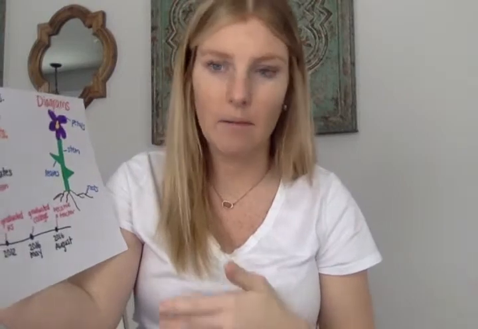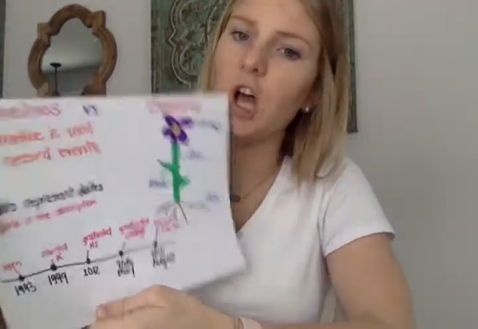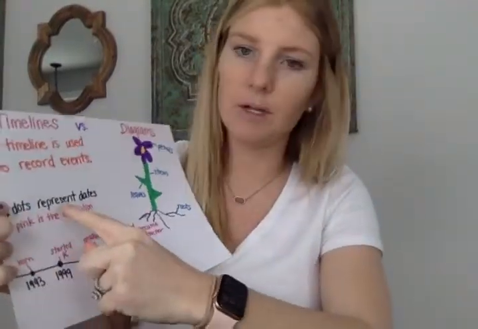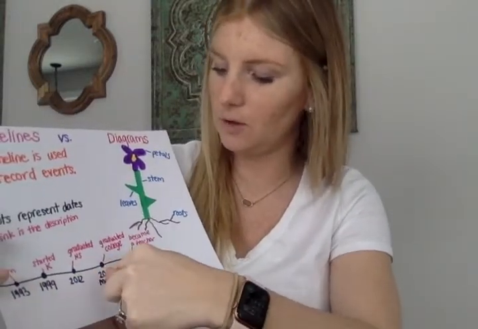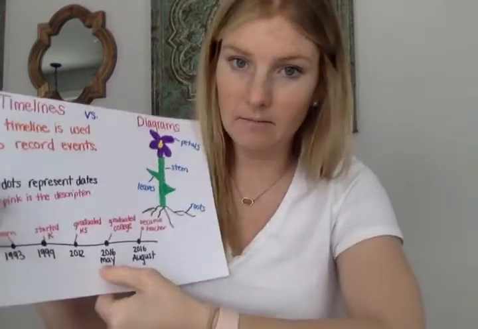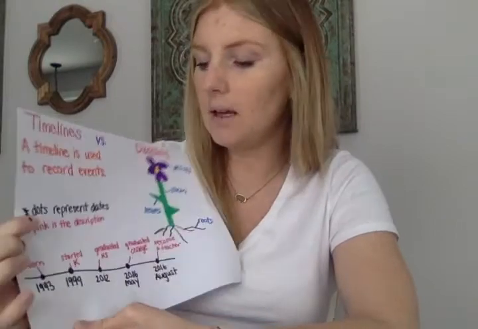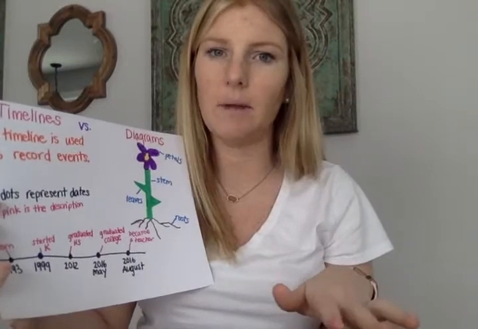So, a timeline is used to record events over time, obviously, right? It's a line that shows time. It's a compound word. So, these dots represent dates, okay? So we have 1993, 1999, 2012, 2016 in May, and then we have 2016 in August. So pink is the description. So I just did kind of like a quick timeline of like major highlights in my life.